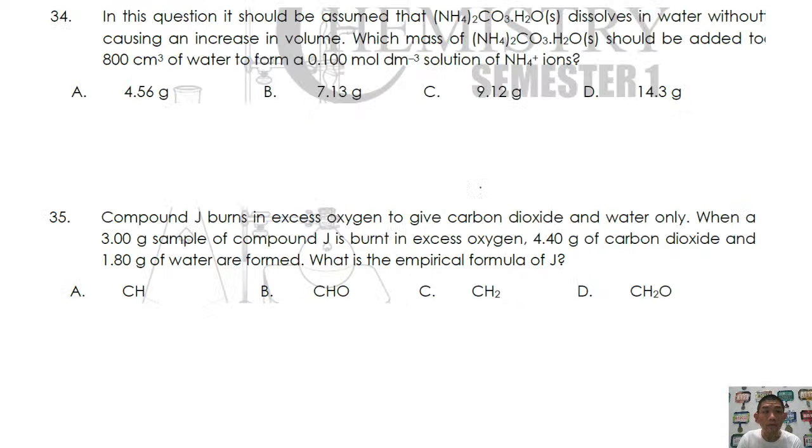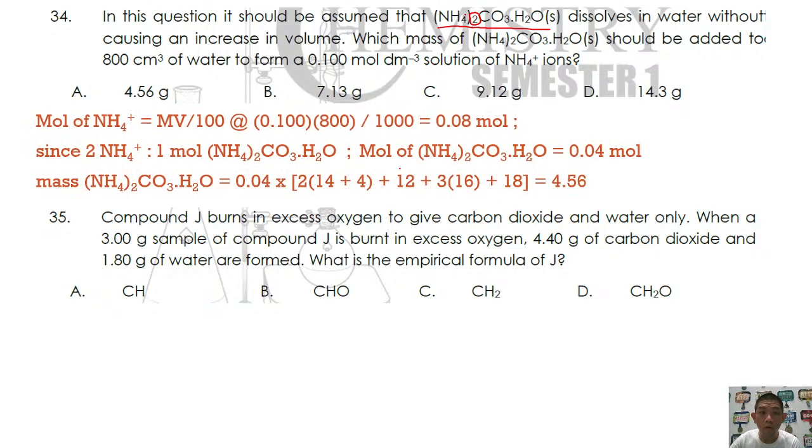Okay, then we go for 34. In this question, it should be assumed that (NH4)2CO3·H2O dissolves in water without causing an increase in volume. So which mass of the (NH4)2CO3·H2O, ammonium carbonate hydrated, should be added to 800 cm³ of water to form a 0.100 solution of ammonium ions? So you have to understand in here, 1 mole of this salt contains how many moles of the ammonium ion. Because of the NH4, you will expect that 1 mole of this salt will dissociate into 2 moles of the ammonium ion.